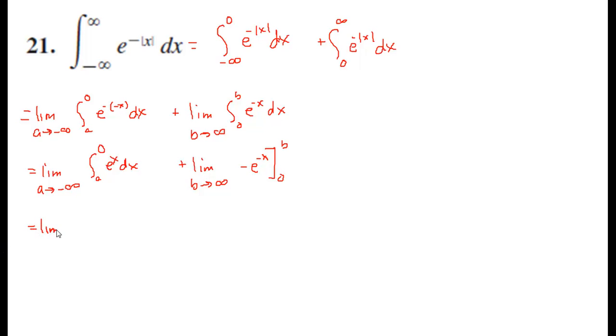This is the limit as a approaches negative infinity of e to the x evaluated from a to 0. This is the limit as b approaches infinity of negative e to the negative b minus a minus e to the 0.